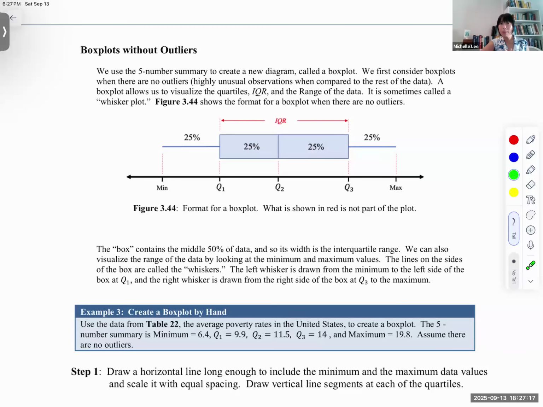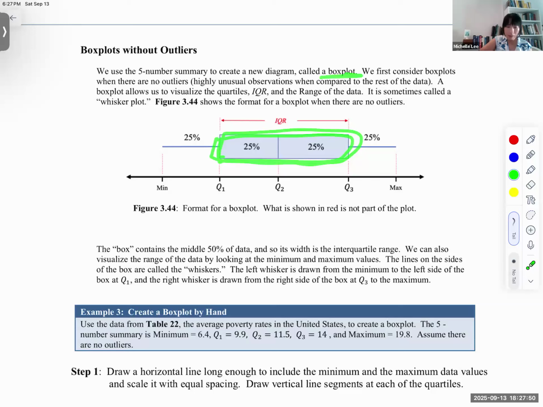Okay, now we have a new terminology, which is box plot. Here, box plots without outliers. What is a box plot? What are outliers? Let's take a look. We just learned the 5-number summary, and we want to create a new diagram. We call it the box plot, like a graph. So the box plot looks like this. Here is a box. That's what we call the box plot.